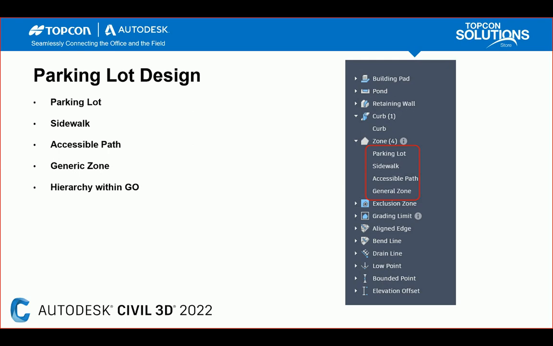Just as we talked about with the hierarchy within Go, all of these go to the same place. Parking lots, sidewalk, accessible path, a generic zone, they all go within the zone grading objects when you're optimizing. One thing that's important to remember is to give them all a distinct name, because sidewalks, for example, are not going into their own sidewalk bucket. It's important to make sure everything is named correctly so you can find it and you're not spending time searching around your model. That's also how the hierarchy process works: when you have zones on top of zones on top of zones, the zone closest to the top is the one that's going to take precedence.